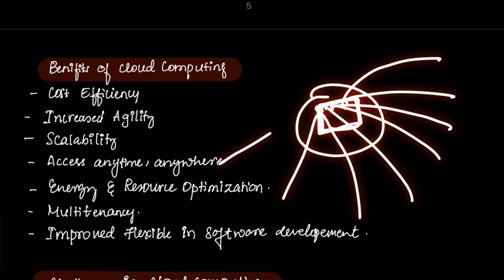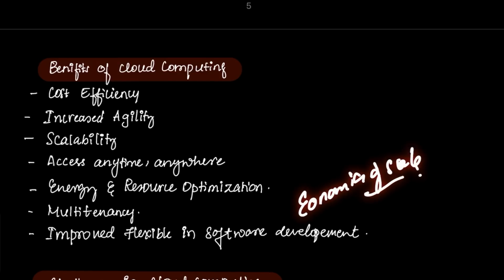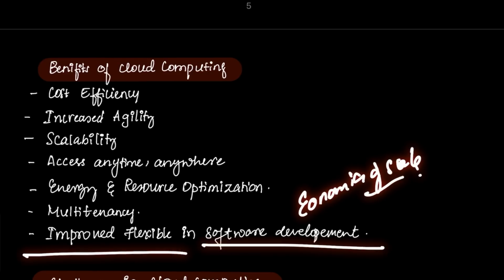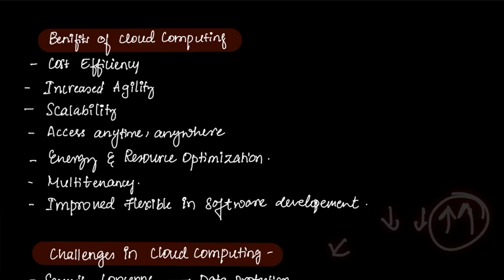of end users. Then we have multi-tenancy. That is, cloud service providers host applications and services for multiple customers on the same infrastructure. So these customers will share the costs and improve the efficiency through economies of scale. Then we have improved flexibility in software development. That is, developers can integrate third-party apps and third-party services, thereby creating new applications with minimal time and minimal cost. But then the efficiency and output is very high.